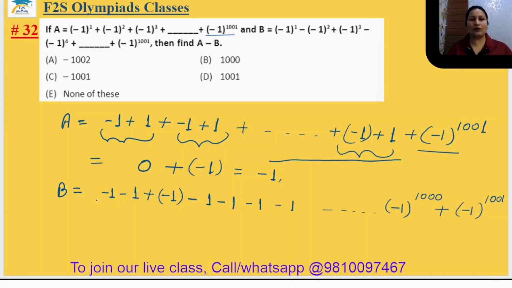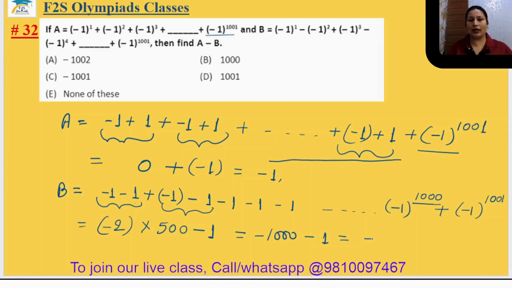So you can see we can make 500 pairs of two minus 1s. So this is minus 2, and we can make 500 pairs because there are 1000 total terms. So minus 2 multiplied by 500, and again minus 1 to the power 1001. It means minus 1. So it will be minus 1000 minus 1, that is your minus 1001.